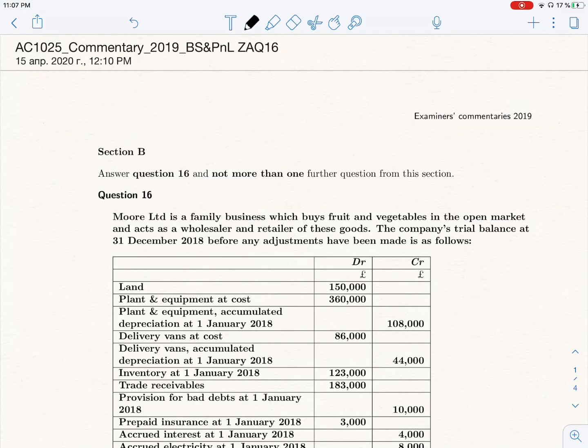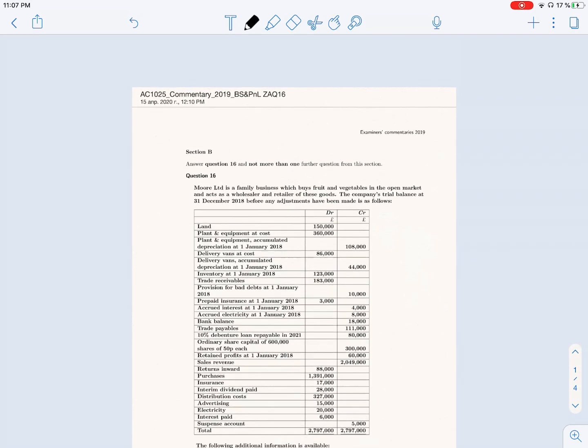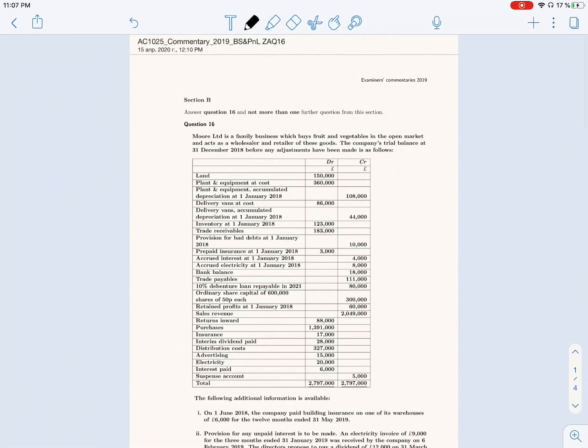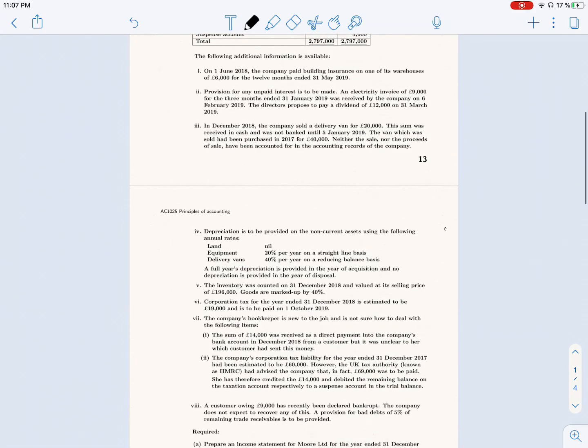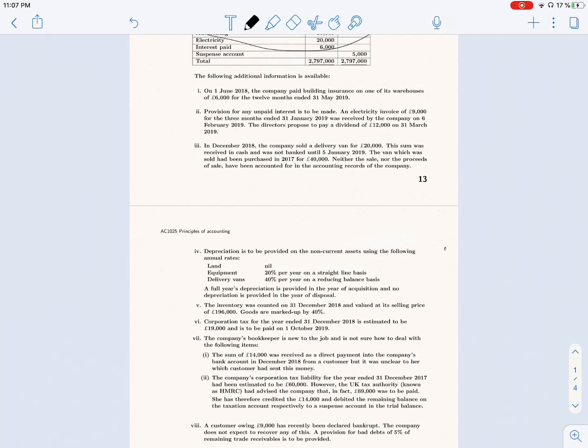When we come up with these types of questions, we normally see the so-called trial balance in the given information. So here we have the trial balance of Moore Ltd, which is a family business, at 31st of December 2018, I'm sorry. And we have some pieces of additional information. Here we have 8 points, and I believe that all of them are needed to make an adjustment.